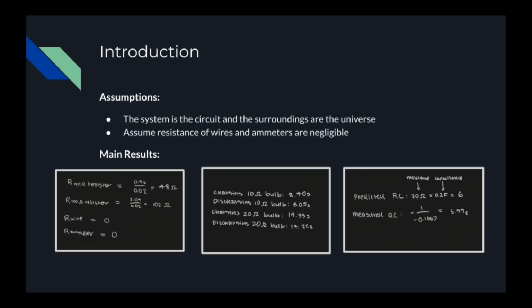The main assumption for this lab is that the resistance of wires and ammeters is negligible. Also, that the system is the circuit and the surroundings are the universe. The main results of this experiment include resistance values in a series circuit that adhere to Ohm's law, consistent values for the charging and discharging of capacitors under various conditions, and nearly equivalent RC values for time-dependent voltage across a discharging capacitor.